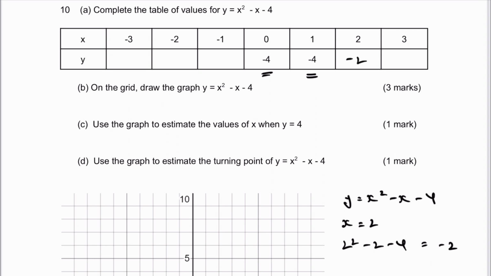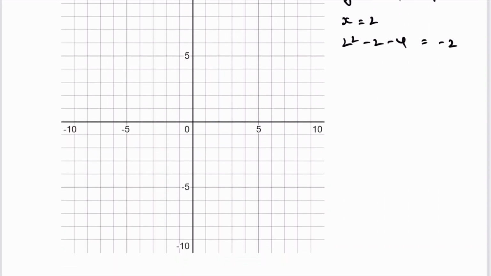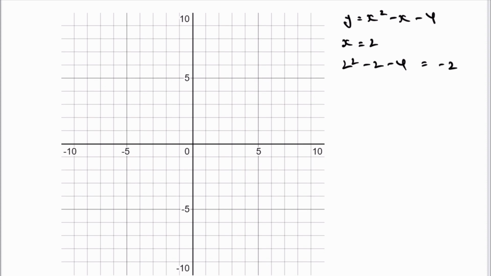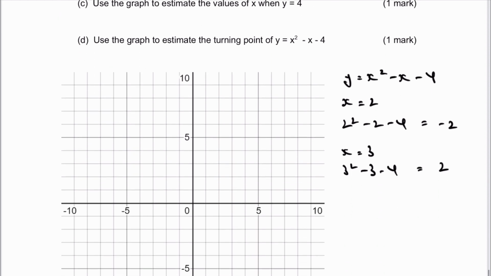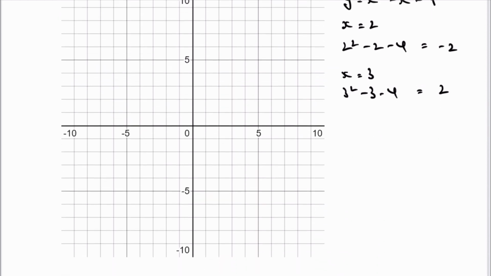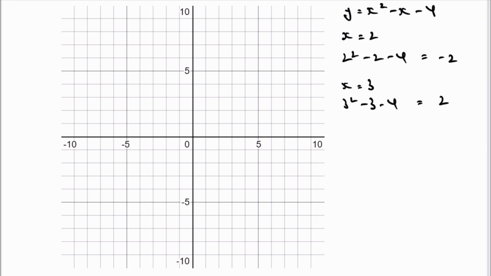Okay, so I'll go back to my grid and write in here minus 2. Let's have a look then at the value of x equals 3. So when x equals 3, I've got 3 squared minus 3 minus 4, which is going to equal positive 2. Okay, so again, back up to my grid, I've got positive 2 in there. Now I'm going to have a look at my minus 1, minus 2 and minus 3. I tend to, if I can, deal with positive values first and then deal with the negative values afterwards.